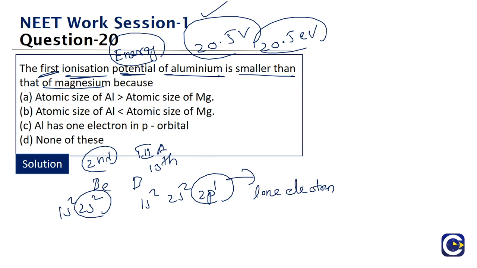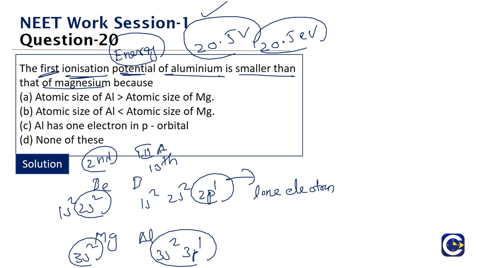Now a similar question. Below beryllium, what comes in the same group? Magnesium. Below boron, what comes? Aluminium. Magnesium, if you look at the outermost, is 3s2. Aluminum is 3s2 3p1. Now the first ionization potential of aluminum is smaller than that of magnesium. What is the reason? Aluminum has only one electron in the 3p, which is easy for removal, whereas magnesium has 3s2 structure. The 3s subshell is fully filled. That is why it is difficult to remove in the case of magnesium.